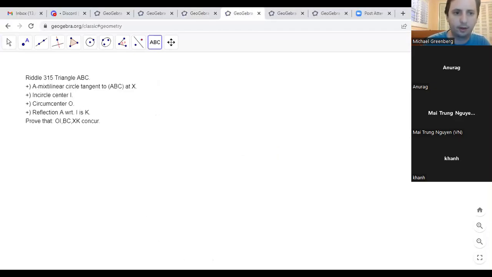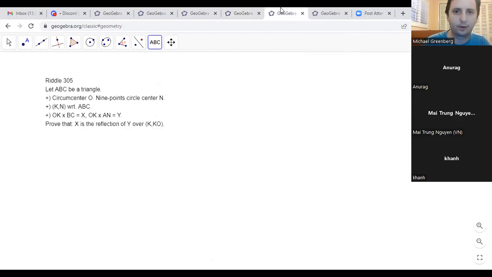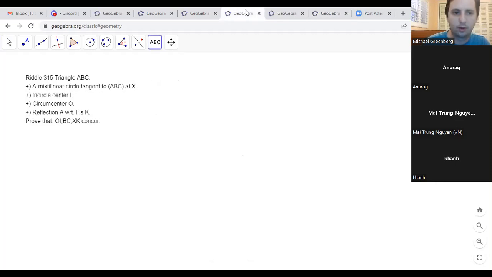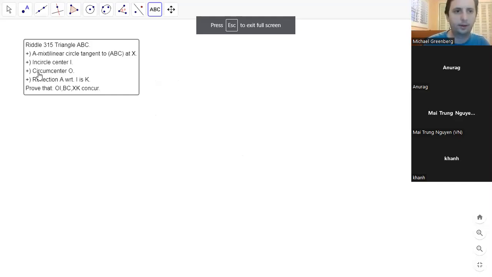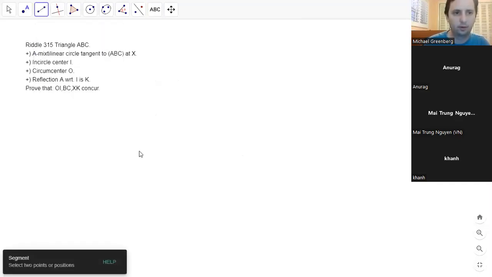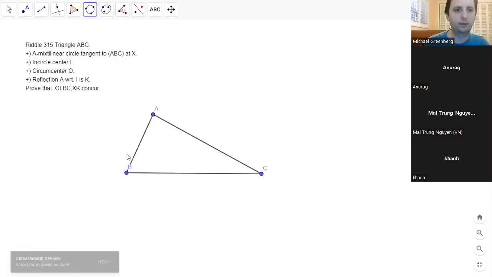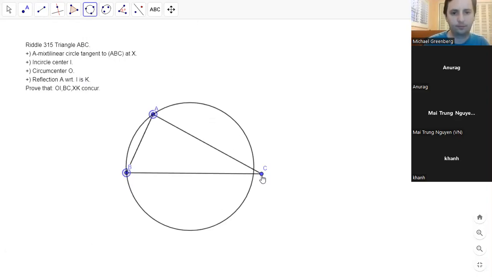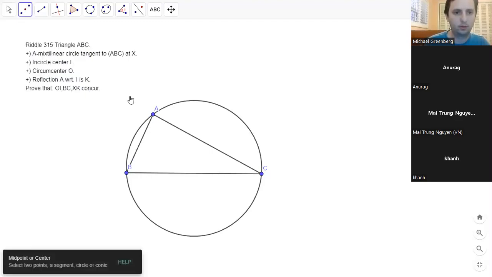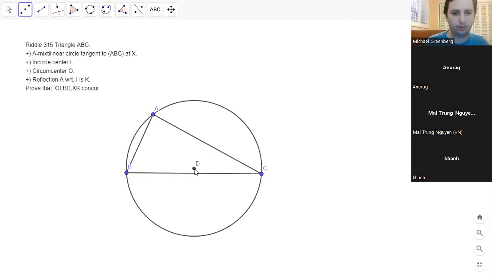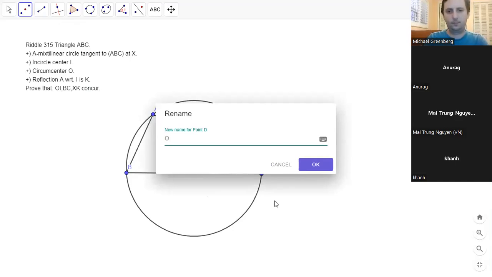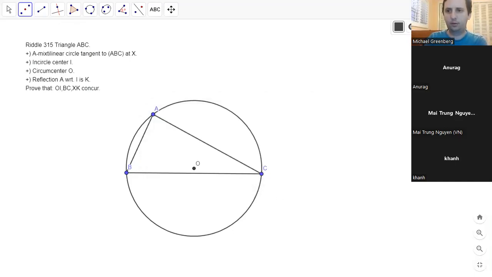Let me see which of these I want to do. Oh, this one looks kind of tricky. How about this one? This one uses the mixtilinear incircle. Actually, I'm not sure how hard this one is. We'll see. So O is the center, and I'll draw the incircle.